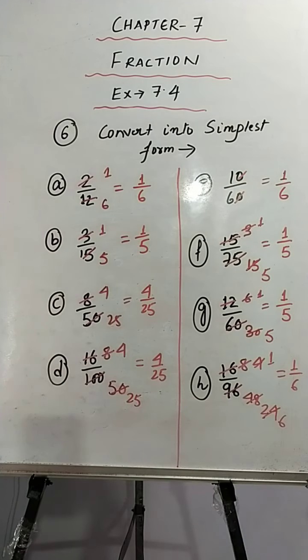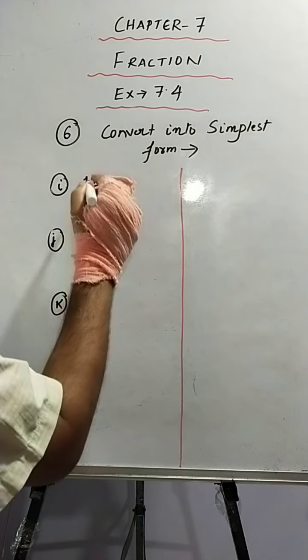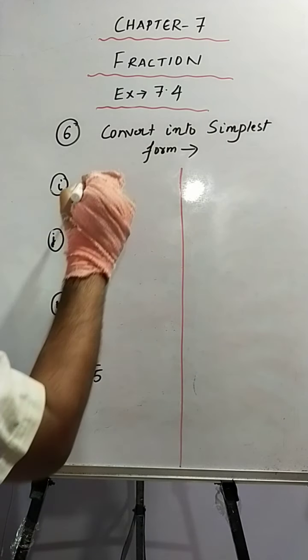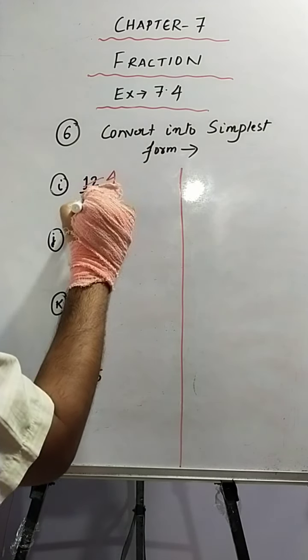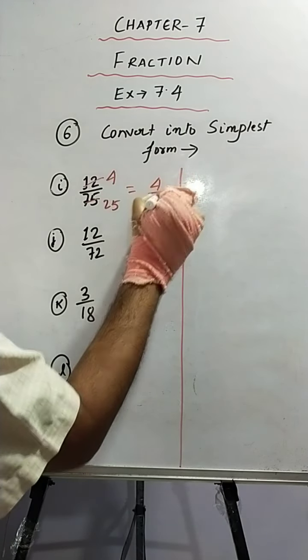Okay, we have some more sums left, that is I, J, K, L. We'll do those also. So these are the rest of the sums, I, J, K, L. Okay, students, now let's reduce this. This can be reduced by 3. 3 4s are 12, 3 25s are 75. So your answer is 4 by 25.